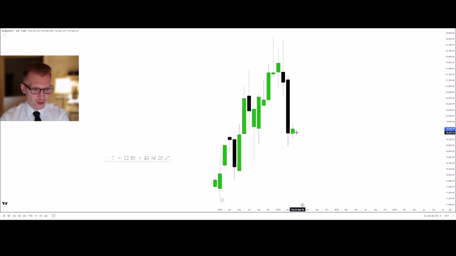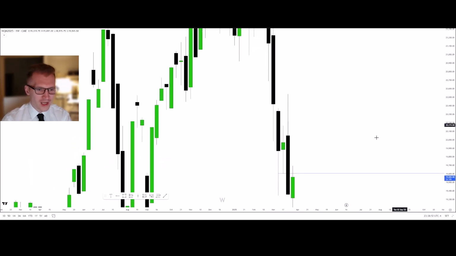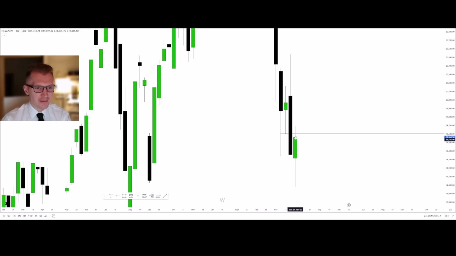Then let's go down to weekly. On the weekly time frame, we can see consequent encroachment of that wick. Price came back up there. Let's go down to daily.